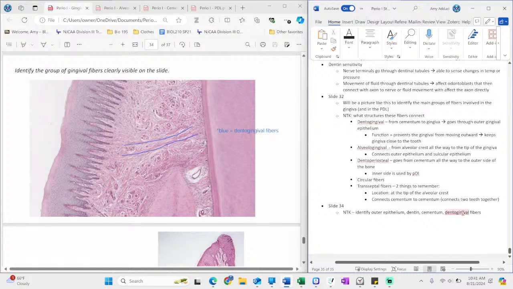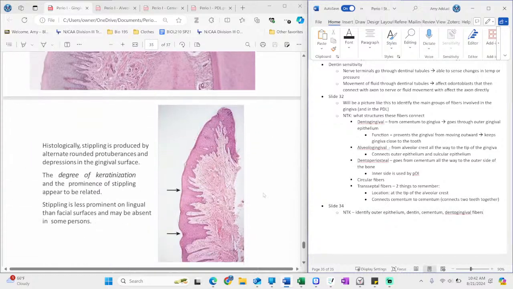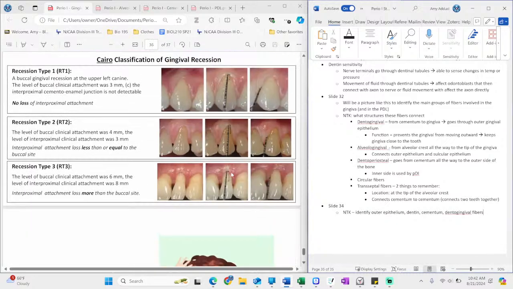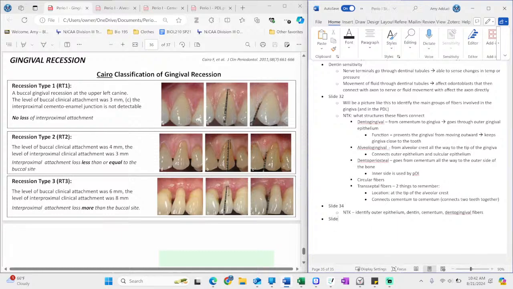But that one right there that you just pointed to, you call that? This is dentogingival, okay? Okay, let's see what else from here. Okay, I'm not asking anything of this, okay?